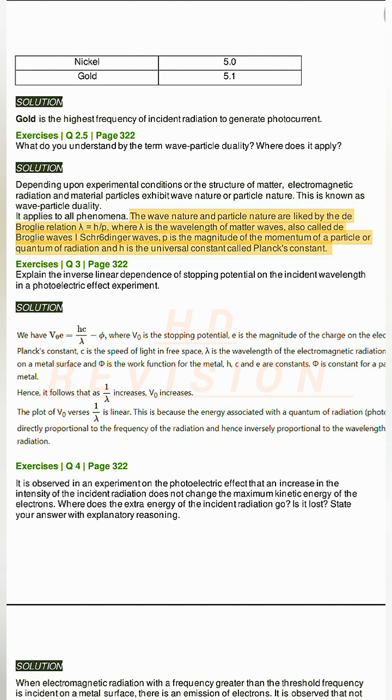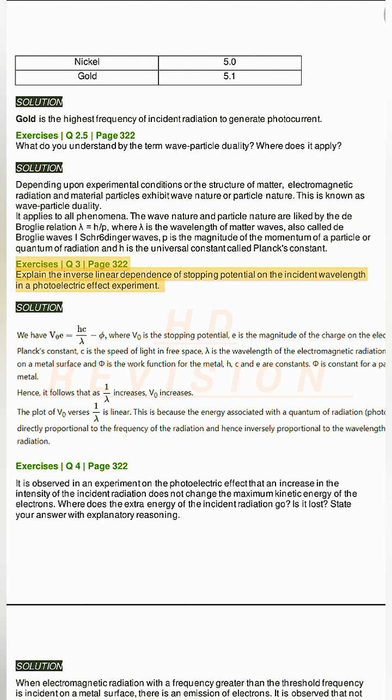The wave nature and particle nature are linked by the de Broglie relation lambda equals h/p, where lambda is the wavelength of matter waves, also called de Broglie waves or Schrödinger waves. p is the magnitude of the momentum of a particle or quantum of radiation, and h is the universal constant called Planck's constant.